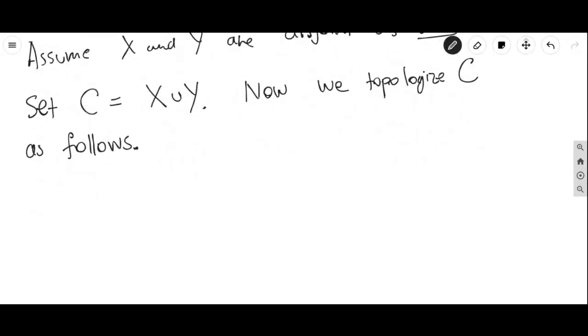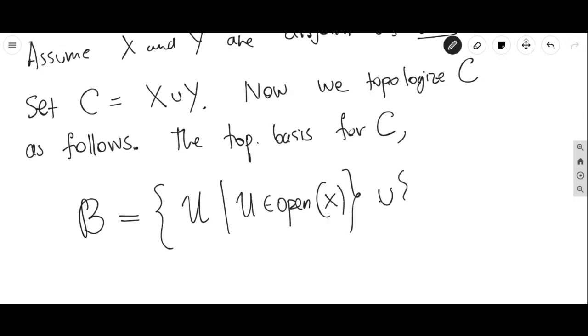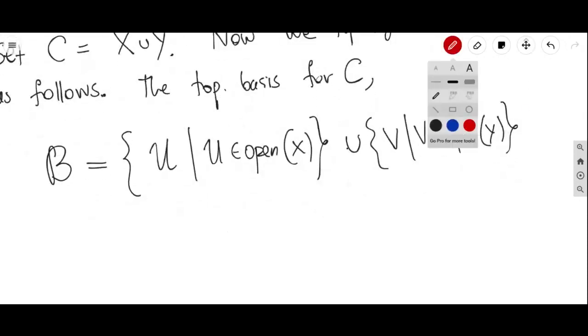So this is the way we do it. We have to say what the topological basis is, and here it's going to be very simple. The topological basis for C is going to consist of the following sets: U union V, where U is an open subset of X and V is an open subset of Y. And in fact, that would be your topological basis.